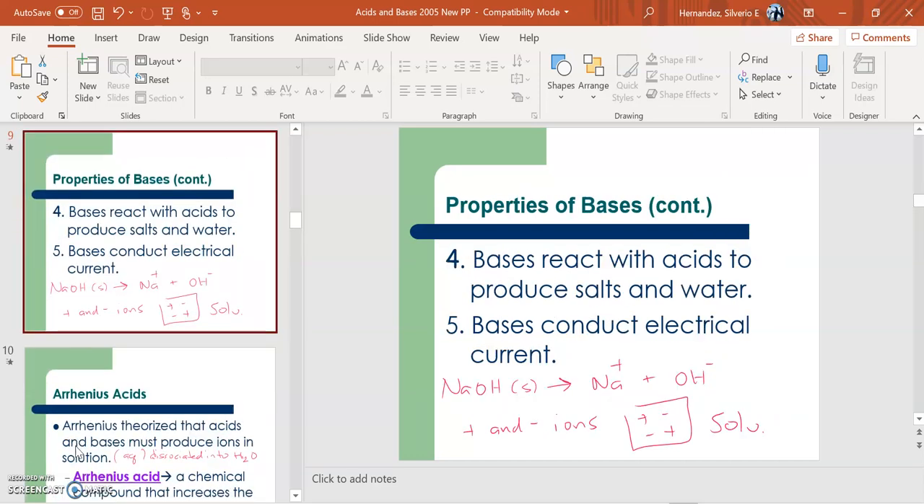Two more properties of bases are that they react with acids to produce salt and water. Again, just like acids, combine the two, you're going to get a dissolvable salt and water out of the reaction. And then bases also conduct electricity for the same reason. Whenever I put a base like sodium hydroxide into water and it dissolves or dissociates, I get sodium ions and hydroxide ions. They're positive and negative ions floating around in solution. And again, if I put some kind of sensor in there, like a light sensor, it's going to turn that sensor on, right? It'll turn that light on.